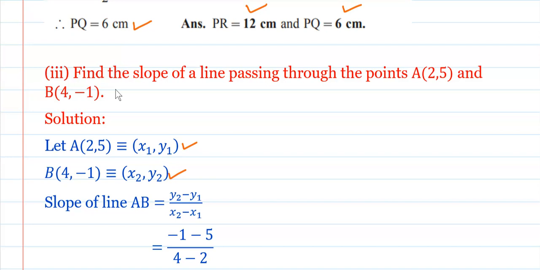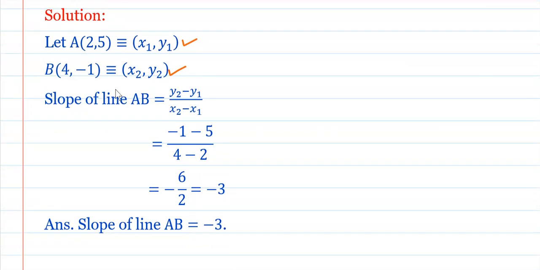What is the y2? The y2 किती आहे तर minus 1 आहे. y1 is 5, minus 1 minus 5. x2 minus x1. x2 is 4 and x1 is 2. 4 minus 2. Minus 6 upon 2. And then you will get here minus 3. The slope of the line AB is minus 3.